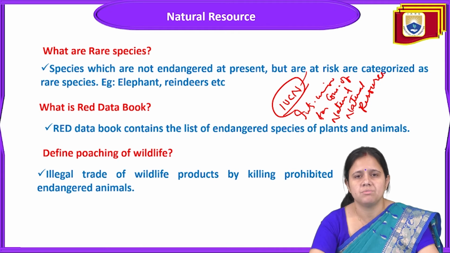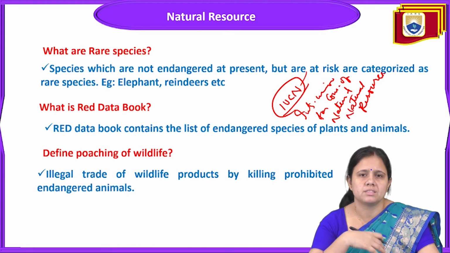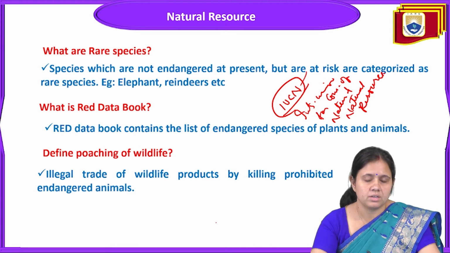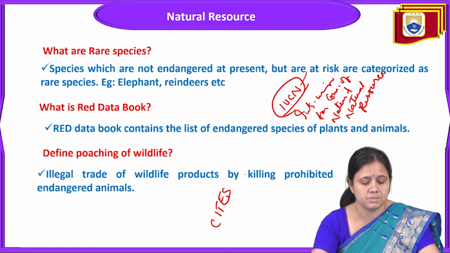Poaching of wildlife is a very dangerous crime these days because the government has made many rules against the killing of wildlife or poaching of wildlife, and it is an illegal trade of wildlife products. That's why the government has made one convention on this that is called CITES. It is the Convention on International Trade of Endangered Species.